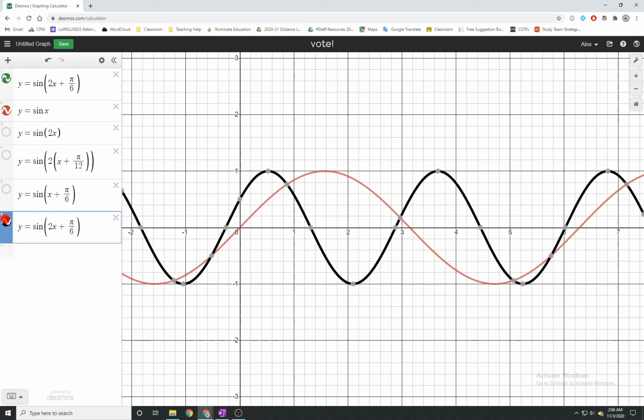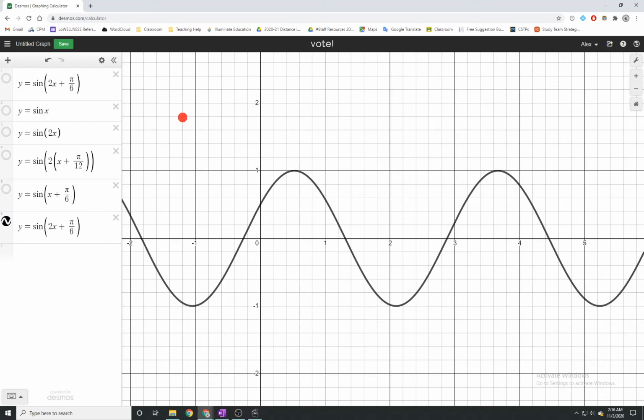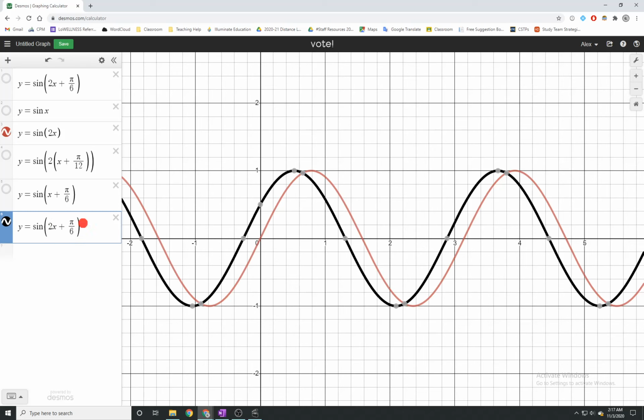Okay, one last thing I want to observe here is the difference between the final graph and the graph after you've dealt with the horizontal compression. So I'm not comparing it to the parent function y equals sine of x. I'm comparing it to just the graph after we've already handled that horizontal compression in this case.